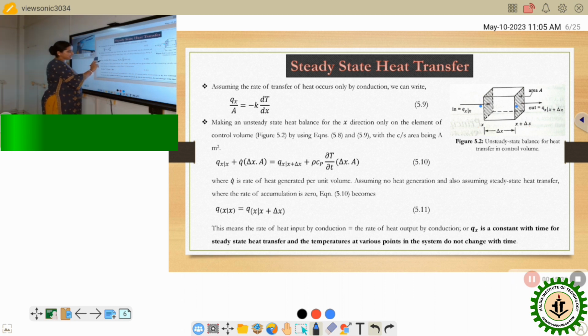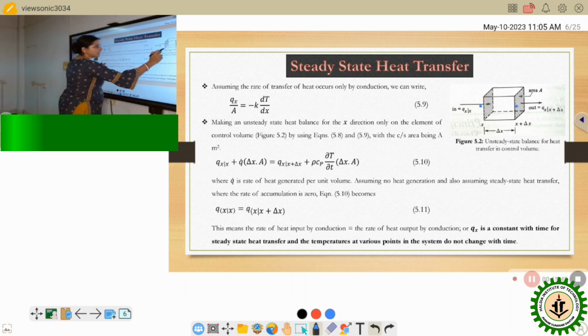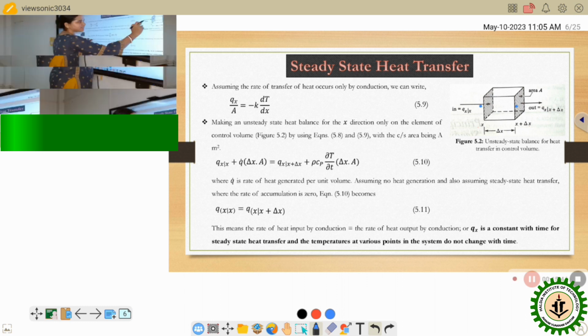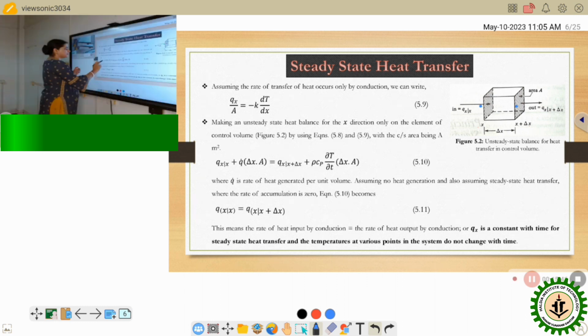So this Qx is the heat content or heat present in the region x here, this region. Since it is present at this region, that is why it is written as Qx at x plus Q dot into delta x into A. Q dot is the rate of heat generated per unit volume.